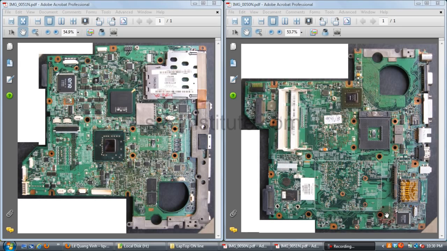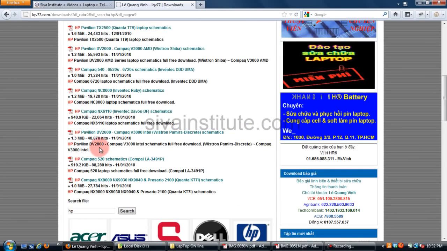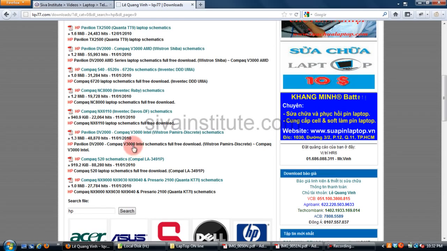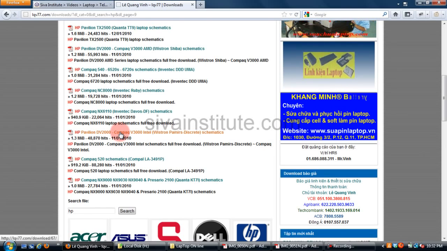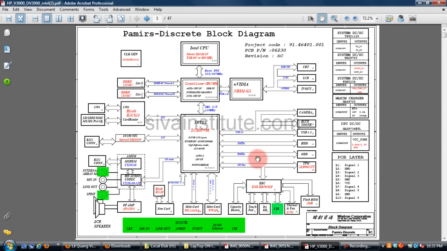First you should download this laptop motherboard circuit. This circuit is available in forshare.com or lqv77.com. Now I will download this circuit. This is the DV2000 V3000 motherboard. See here, lqv77.com, HP Pavilion DV2000 Compaq V3000 schematic circuit diagram. This is this laptop motherboard's circuit diagram.